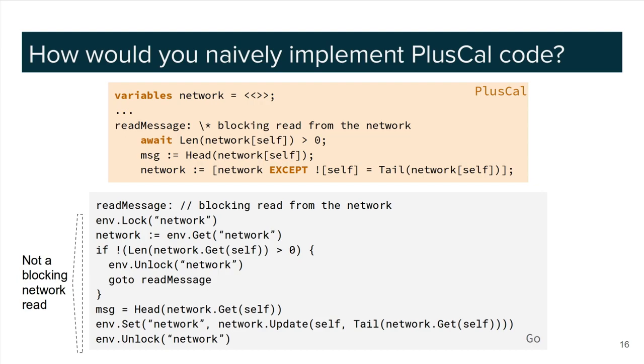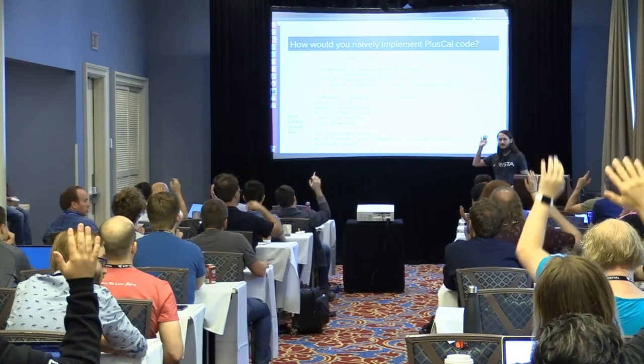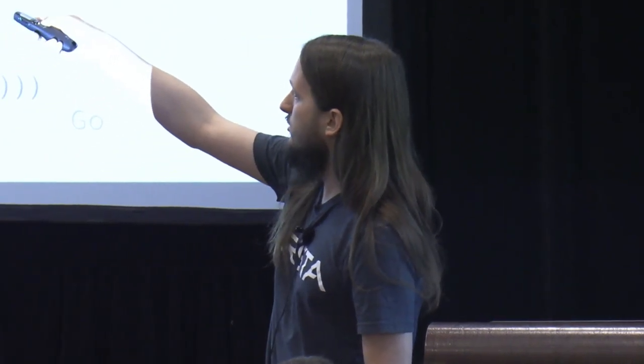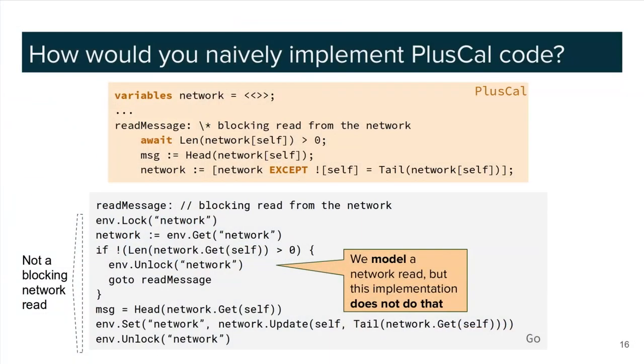So here we have two pieces of code. The top one is a fragment of PlusCal. Actually, show of hands, who's used PlusCal? Okay, some people. This talk is fairly agnostic about what you've seen before, so I will try to spell out what's going on as it happens. This is just a fragment of PlusCal that's a label which models a blocking network read. And the bottom code is not really Go, but Go that fits on a slide. Basically, it's not a blocking network read.